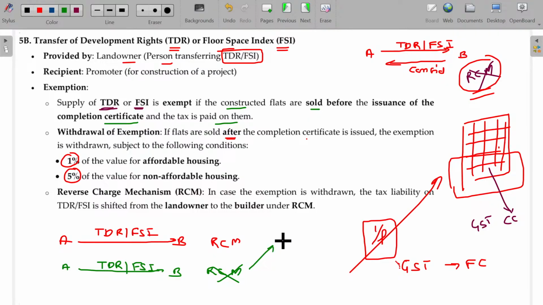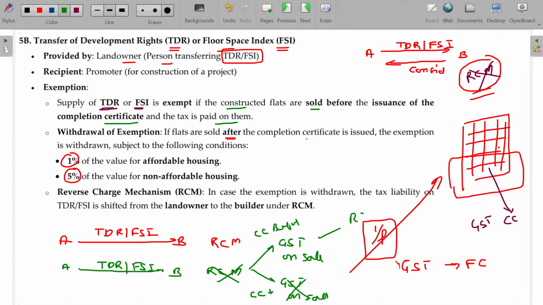But finally, you have to pay GST on sale of flat. Okay. But GST on sale is not required. Why? Because the sale happens after the completion certificate. If the sale happens before the completion certificate, GST is applicable.